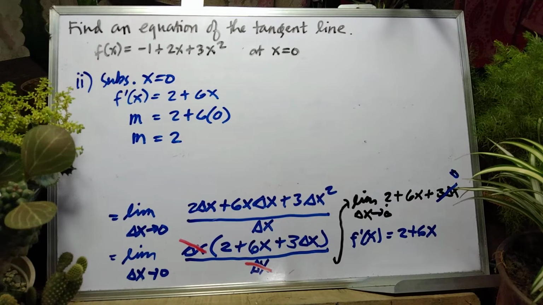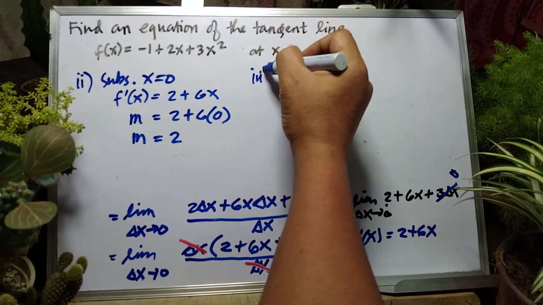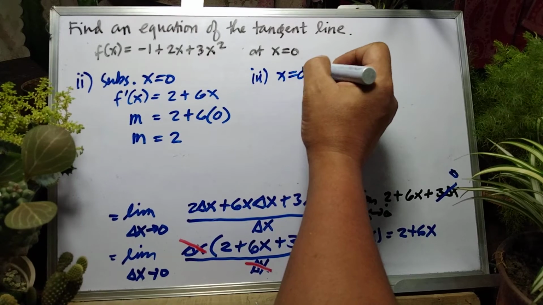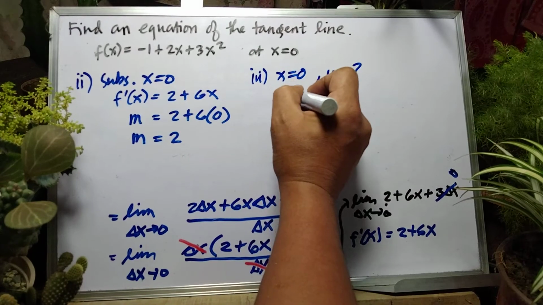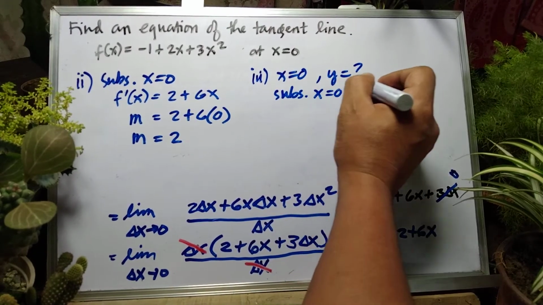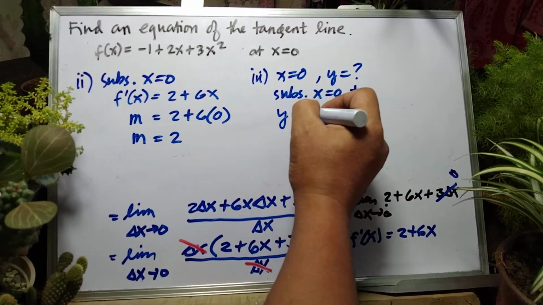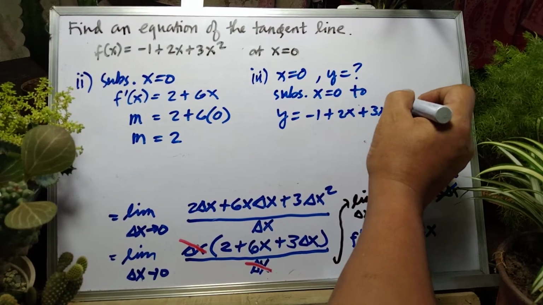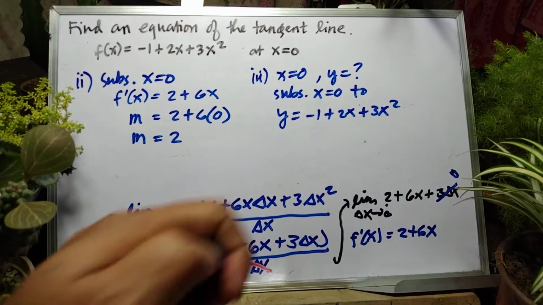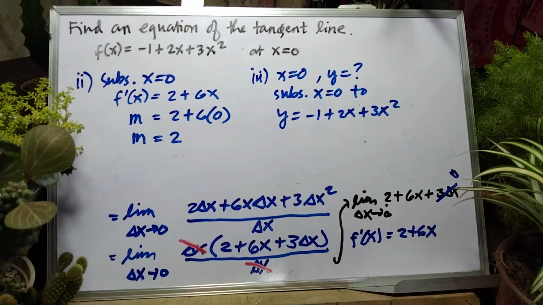Now, nanatay step 2. Since naa naman tayo slope m, unsay kulang? Point na lang. So, sa step 3, we are given x is equal to 0. So, we're looking for the value of our y, correct? So, we just simply substitute x is equal to 0 to the original equation. So, that is y is equal to negative 1 plus 2x plus 3x squared. Para makuha nato ang value ni y. Because if x daw is equal to 0, what is the value of our y here from the original equation?